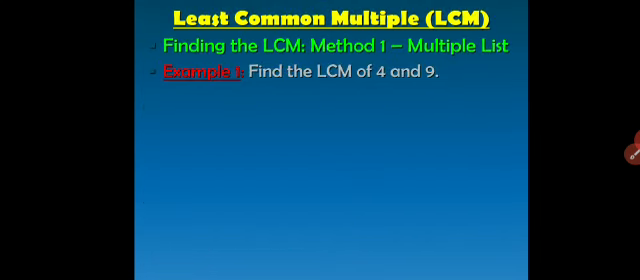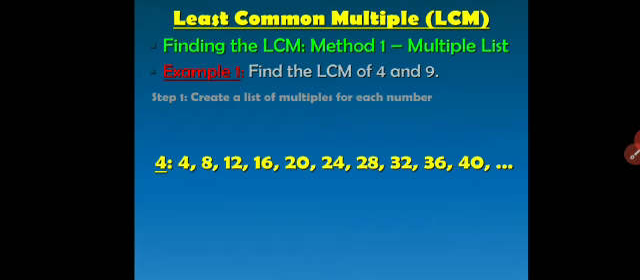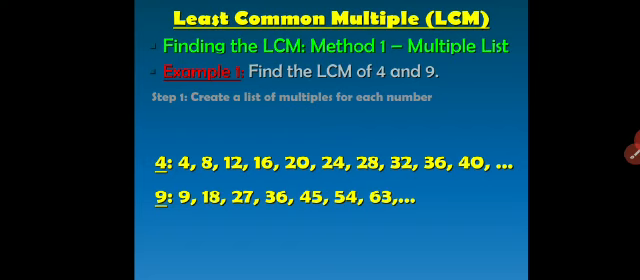Finding the LCM, method 1, multiple list. Find the LCM of 4 and 9. First of all, create a list of multiples for each number. Like this, we have created a list of multiples of 4: 4, 8, 12, 16, like this. Then we will find out the multiples of 9.